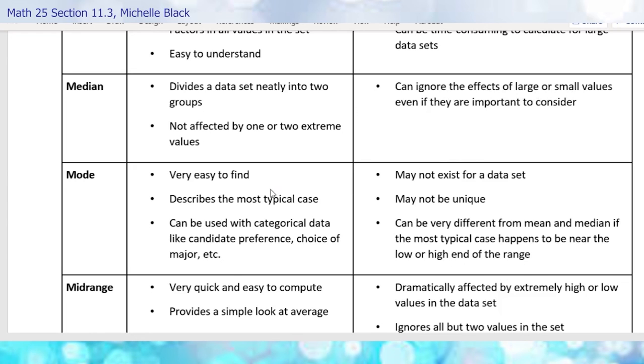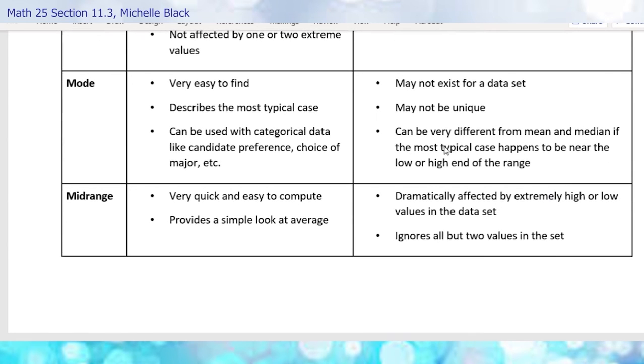Your mode. A strength of the mode is that it's very easy to find. It's just the one you see the most often. That also means it describes the most typical case, and we can use it with both numerical and categorical data. A weakness is that there may not be a mode. Maybe none of your values are ever repeated. It also may not be unique, meaning that certain values may be repeated the same number of times, so there's more than one mode. And it can be very different from the mean and median if the most typical case happens to be near the low or high end of the range.